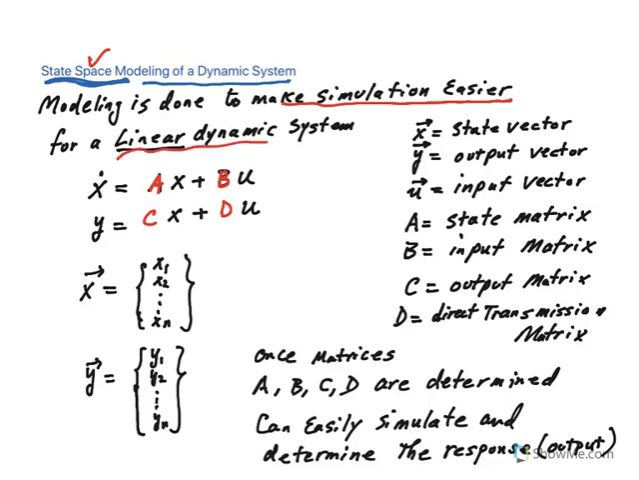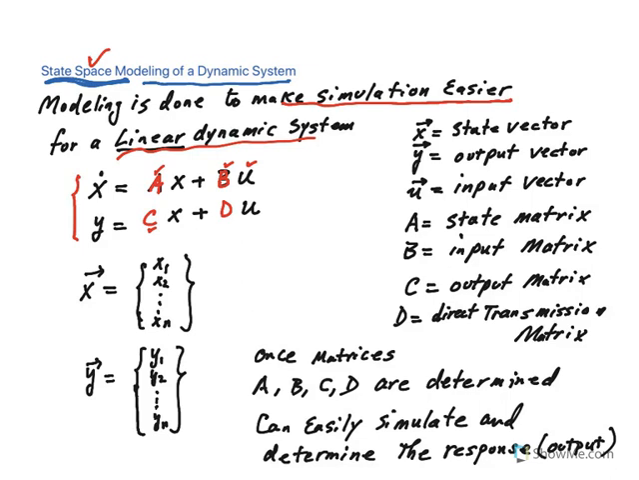Now, for a linear dynamic system, the format of state space is in this form. We have an x dot, and x is actually called the state variable vector, state space vector. And we have a matrix A times x plus B times this so-called input vector. C, matrix C. So the ones in red are matrices, and the ones in black are actually vectors.